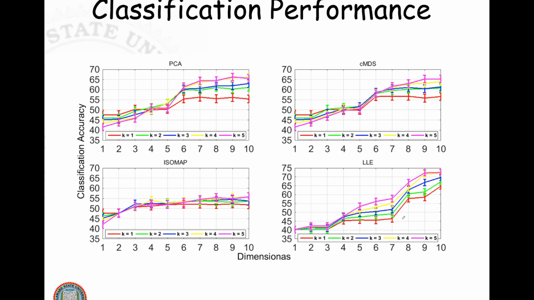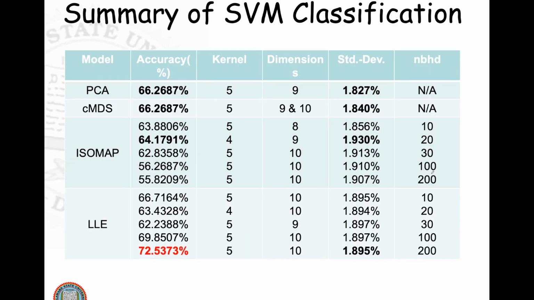But if we look at LLE, well, look what happens with LLE. LLE returned the best classification performance, superior to everything else. It was well above 70% accuracy, in particular 72% accuracy for LLE. And so this idea of being local and being global afforded by LLE, measuring the curvature of the manifold, seems to benefit classification performance much better. And so here's a summary of the SVM classification.